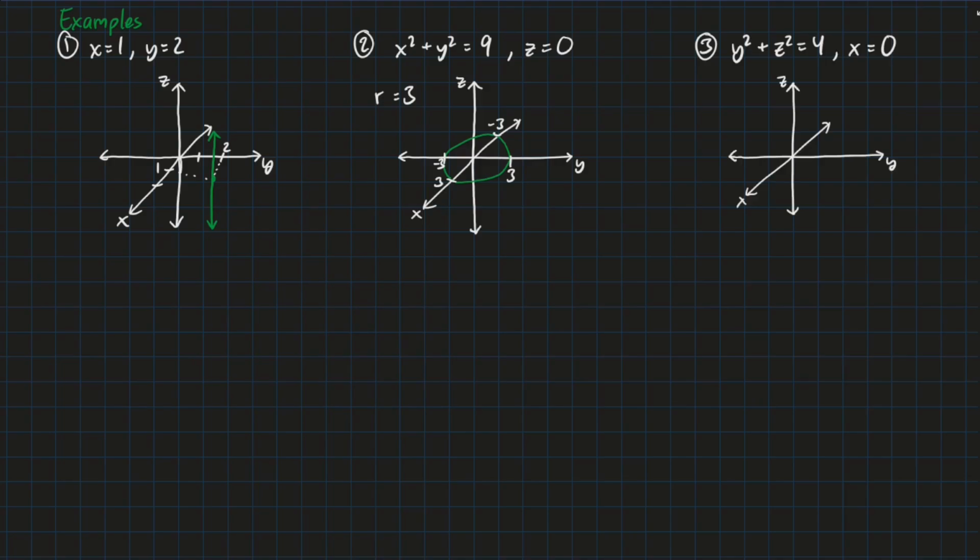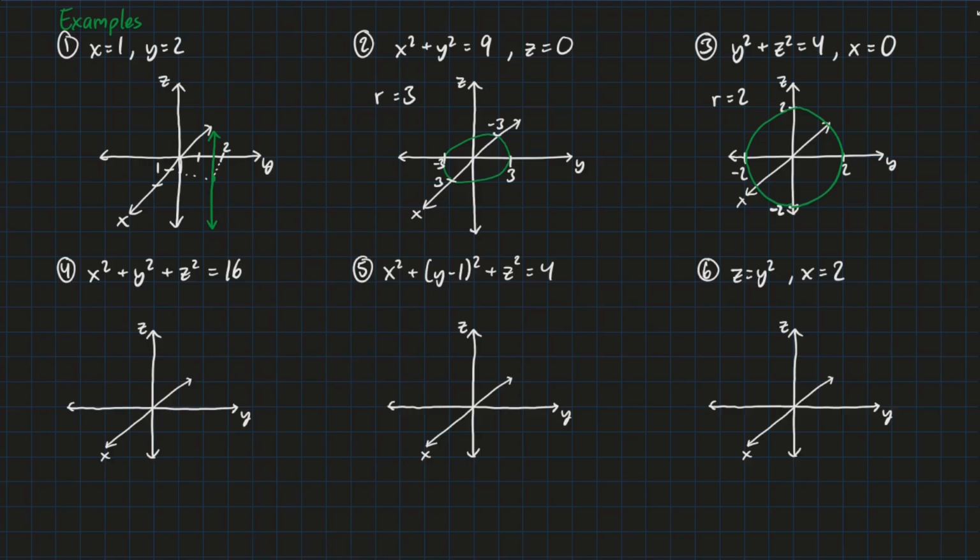Alright, so if we're given y squared plus z squared equals 4, the radius is going to be the square root of 4, which is 2. And it's y squared plus z squared. We're going to have a circle along the yz plane since x is equal to 0, so we're not moving forward or backwards. 2 to the right is 2, 2 to the left is -2, up 2, and down is -2. So we have a circle like this.